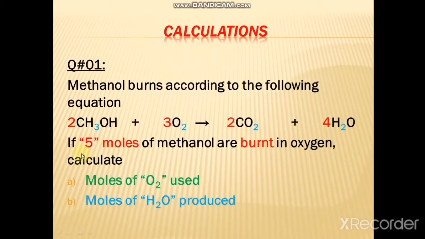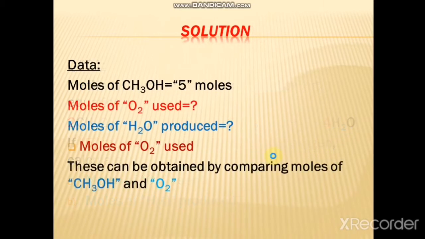So you are asked that if 5 moles of methanol are burned in oxygen, then calculate the moles of oxygen being used for the complete combustion of 5 moles of methanol, and the moles of water produced at the end of the reaction. So students, you are provided with the following data: moles of methanol are 5 moles, moles of oxygen used unknown, moles of water produced unknown. You have to find these two parameters by using this information, which is 5 moles of methanol.